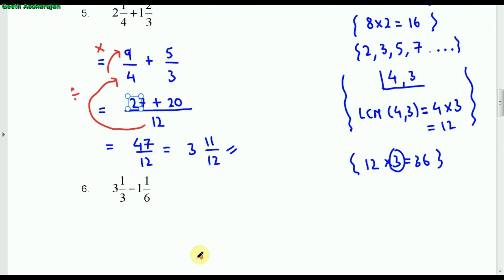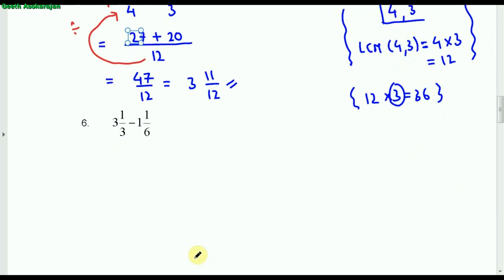Right, next example, number 6. So 3 1/3 minus 1 1/6. So let's convert both of these to improper fractions, starting with the 3 1/3. So I'll write down that over 3 here. 3 times 3 is 9, plus the 1 is 10. Minus, so a minus, over 6, let's deal with the second fraction, so over 6 we write down here. 6 times 1 is 6, plus the 1 is 7.